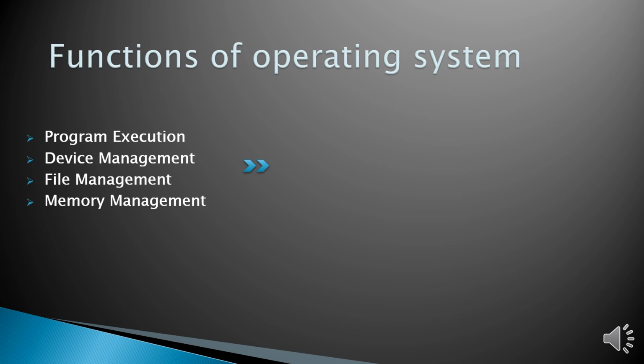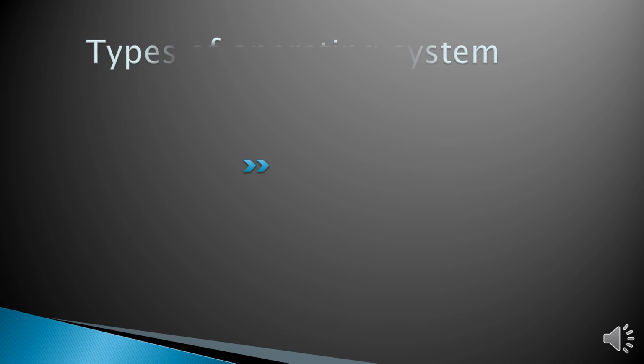What is memory management? Memory is the major part of computer system and dictates the speed of the operation. The main memory is managed by the operating system, ensuring the efficient functioning of your computer system. So these four are the important functions of every operating system. Now, types of operating system. Generally, we use five types of operating system.